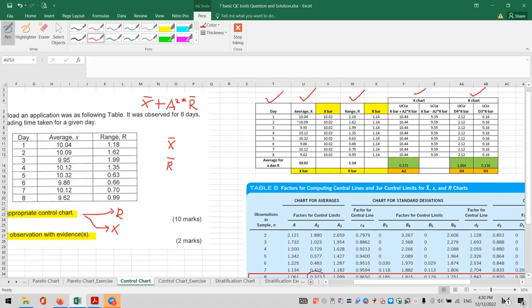After you arrange all the data in the table, then you need to calculate the value for X bar. Here, X bar. So, what is the value for X bar? So, here is the average of all these values. So, you get 10.02. So, for X bar, the average for each day is 10.02. Okay.